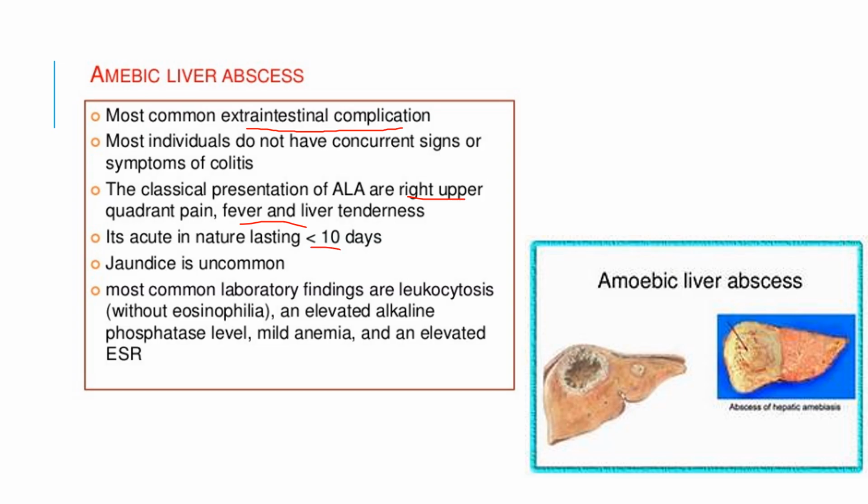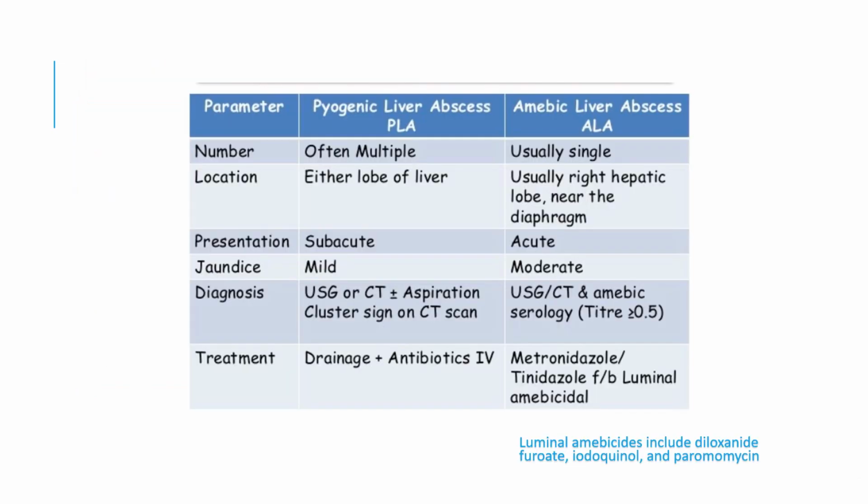It is usually less than 10 days. Jaundice is also uncommon. And the most common laboratory finding is leukocytosis without eosinophilia, unlike what you expect in a parasitic infection. There can be elevated alkaline phosphatase level, mild anemia, and elevated ESR. So what do you do for an amoebic liver abscess? You can give metronidazole. So this is the difference between pyogenic liver abscess and amoebic liver abscess.